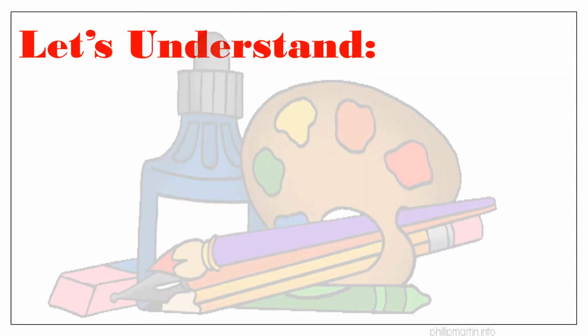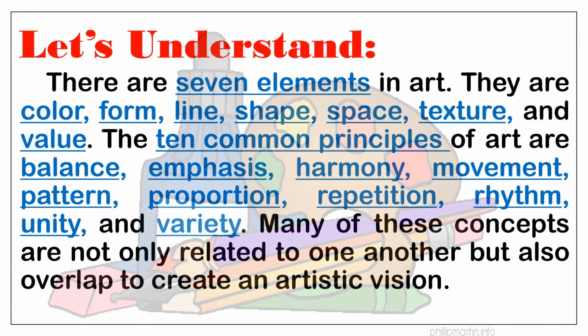Let's understand. There are 7 elements in art. They are color, form, line, shape, space, texture, and value. The 10 common principles of art are balance, emphasis, harmony, movement, pattern, proportion, repetition, rhythm, unity, and variety. Many of these concepts are not only related to one another, but also overlap to create an artistic vision.